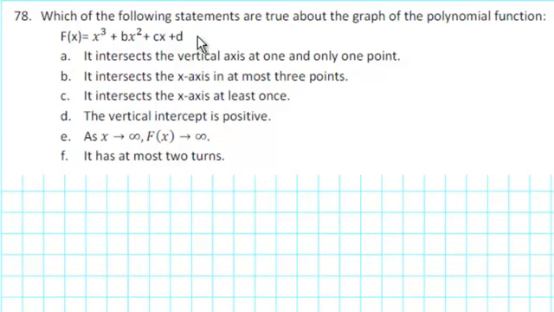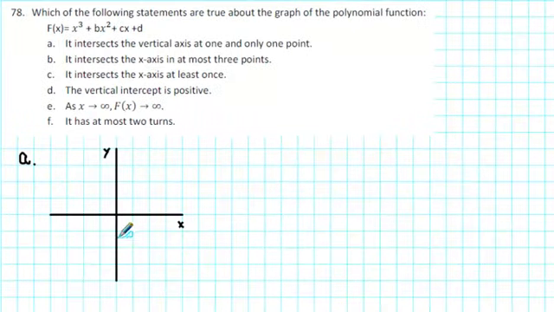Which of the following statements are true about the graph of the polynomial function f of x is equal to x cubed plus bx squared plus cx plus d? A. It intersects the vertical axis at one and only one point. Well, first of all, let's recall a characteristic that all points on the vertical axis have in common.